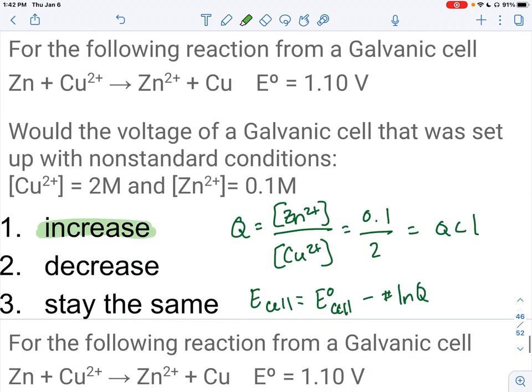Another way to think of that is that when Q is less than 1, the log of Q is negative. So if the log of Q is negative, then this whole thing becomes positive, and obviously this is bigger. So there's two ways to think about it there.